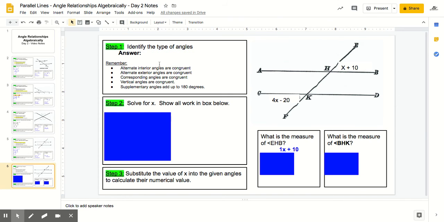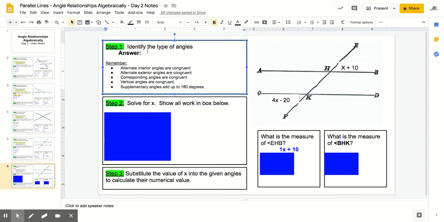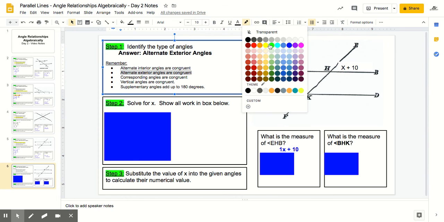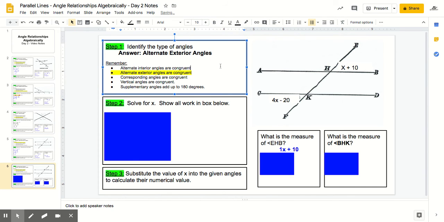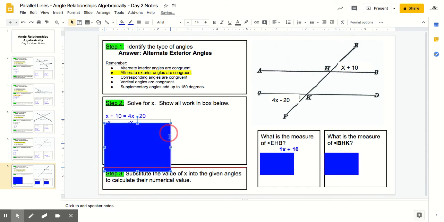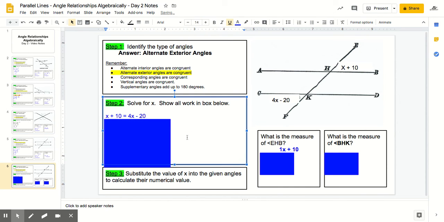All right, last but not least. Step 1, identify the type of angles that I gave you. Well, I have two angles that are on the exterior of the parallel lines and they're on opposite sides of that transversal, making them alternate exterior angles. We need to know that alternate exterior angles are congruent, meaning that they're equal to each other. So again, I'm going to set these two angles equal to each other like this.